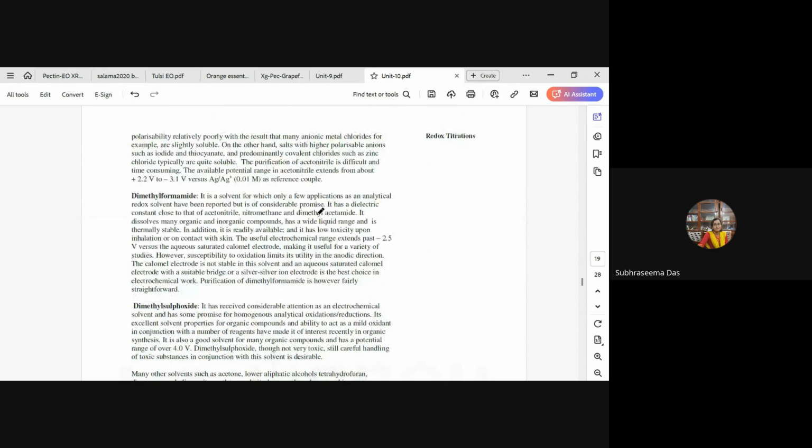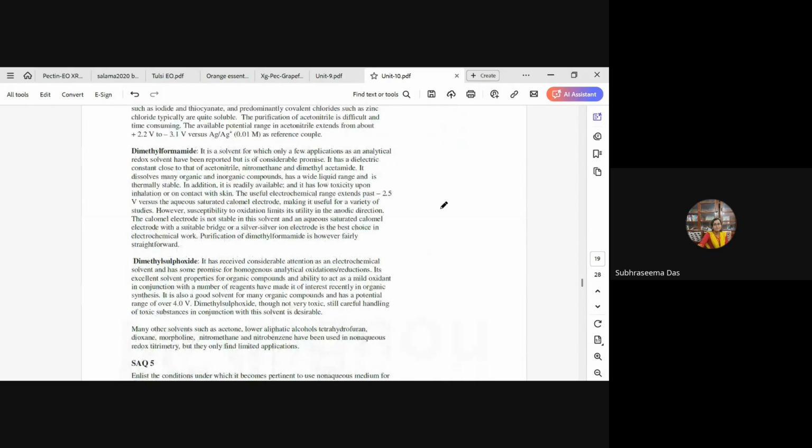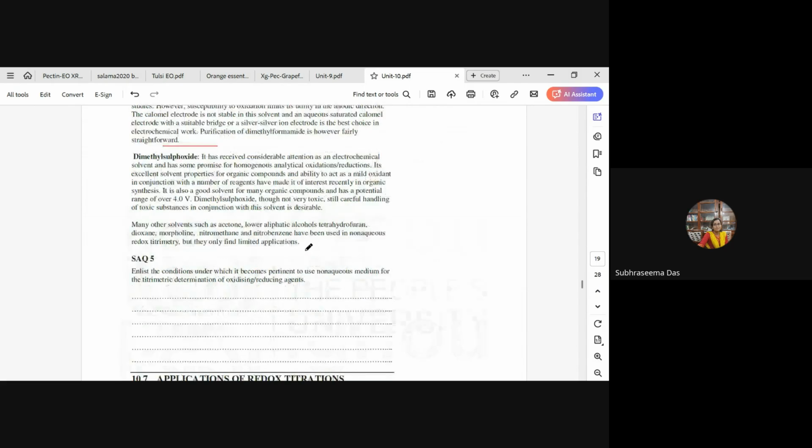Then coming to DMF. DMF is a solvent for which only a few applications have been reported. It has a dielectric constant close to that of acetonitrile, nitromethane, and dimethylacetamide. It dissolves many organic and inorganic compounds. It has a wide liquid range, and it is thermally stable. Also, it is readily available and has low toxicity upon inhalation or contact with skin. Purification of dimethyl formamide is quite okay and not much tedious.